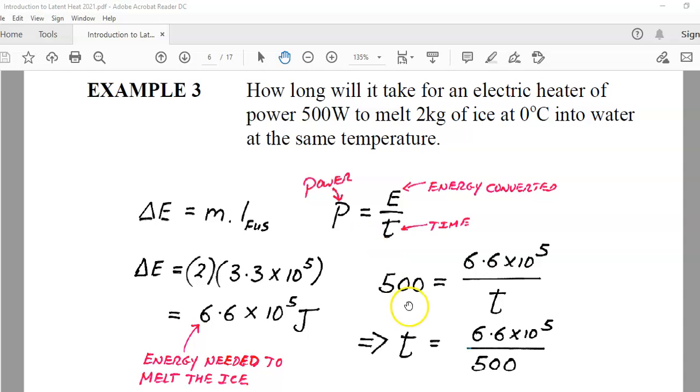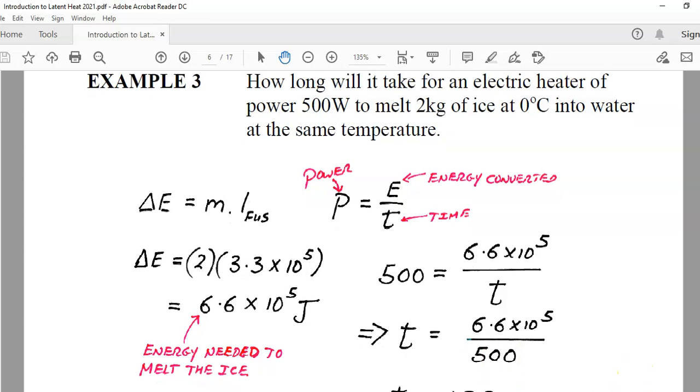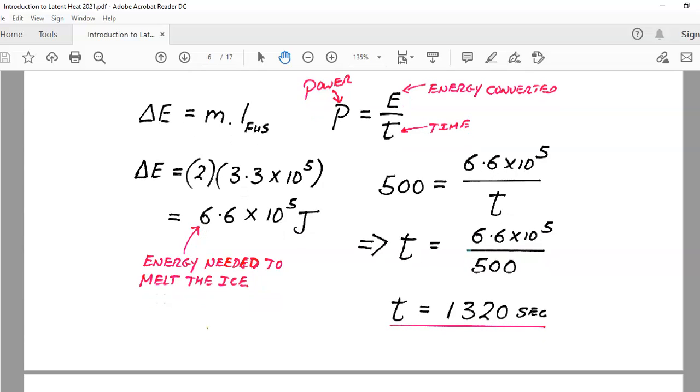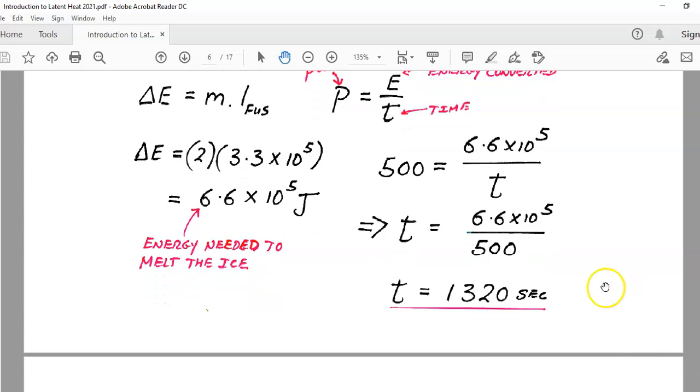So I put in 500 joules per second there as the power. The total energy needed is there, divided by the time. Simply cross multiply and I get time equals that divided by that, and it works out at 1,320 seconds. So if you add energy at 500 joules per second, 500 watts, to that much ice, it will melt it all in 1,320 seconds. You can convert that to minutes if you want, but it's quite legitimate to leave it as seconds.